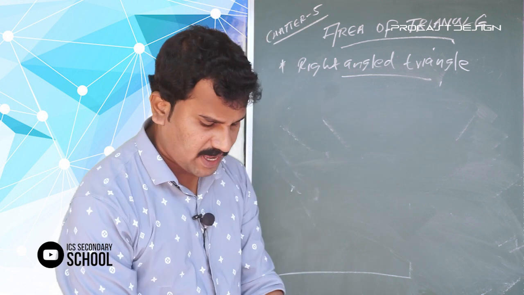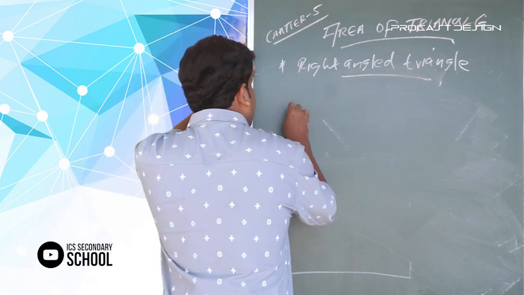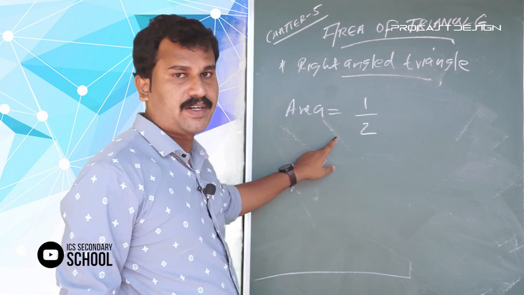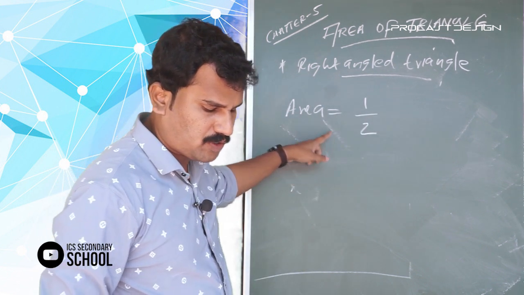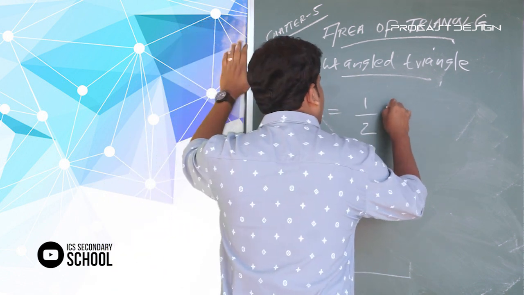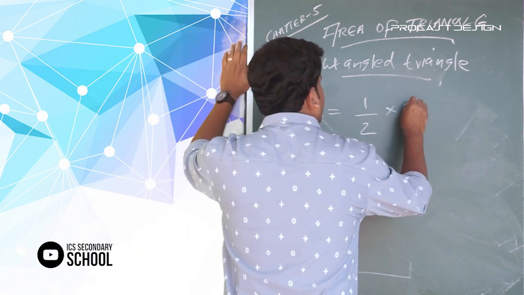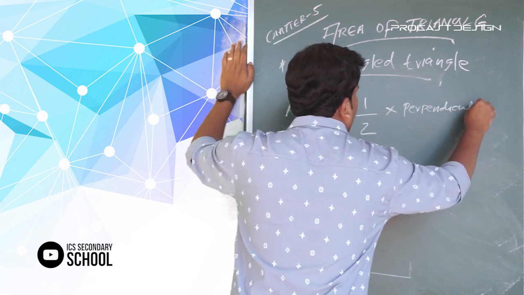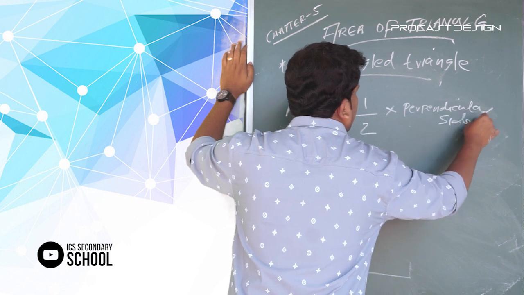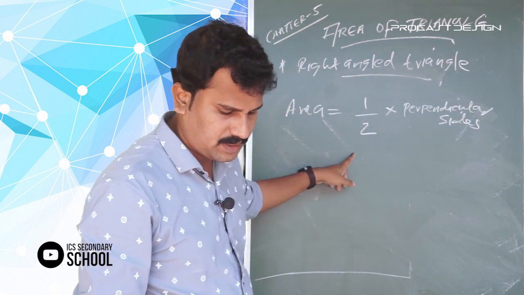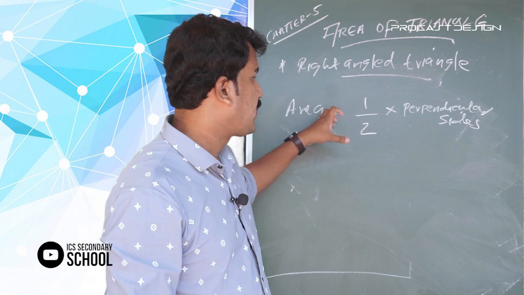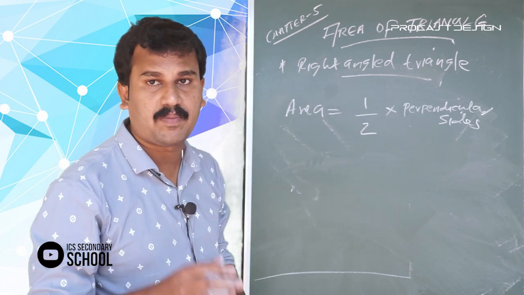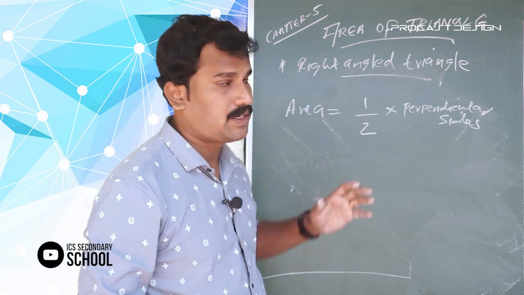Tell me. Area of right angle triangle is half the product of the perpendicular sides. Half into the two perpendicular sides. That is the area of a right angle triangle.